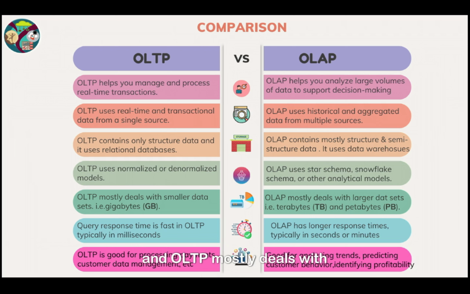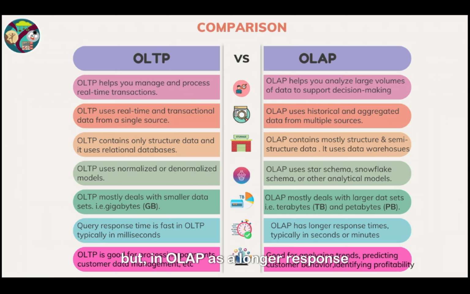And OLTP mostly deals with smaller data. So OLTP systems, as we mentioned, handle day-to-day activities, right? It deals with small data. Whereas OLAP mostly deals with larger data sets in the form of terabytes and petabytes because you need to maintain the history, right? And query response time in OLTP is typically milliseconds because the data volume is less and it is maintained for day-to-day transactions. So if you are doing any inserts or updates or executing any particular select query, the query response time is very fast here.